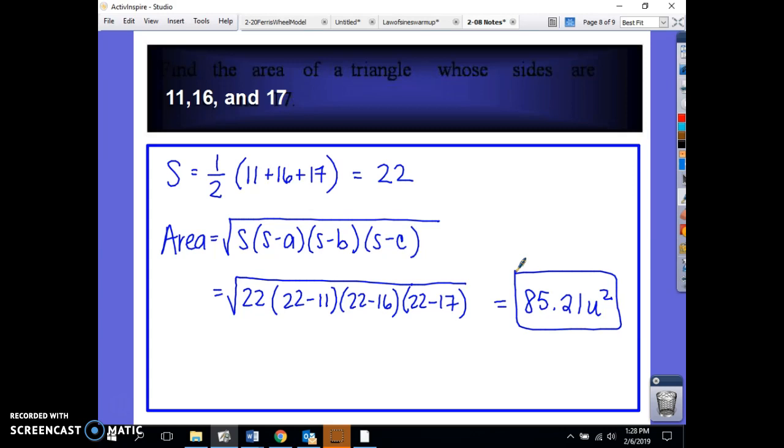So at the end of this lesson, you should be able to find the area of a triangle if you're given side, angle, side, or if you're given side, side, side.